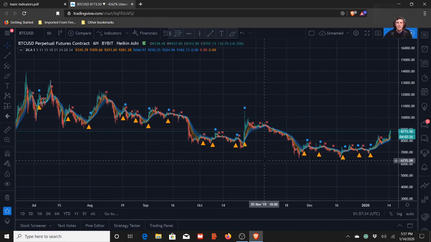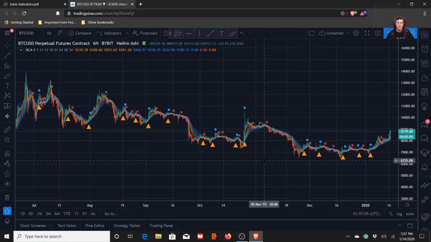Now, there's many variations of the MACD. You have MACDs that have simple moving averages, and then you have MACDs using exponential moving averages. The MACD that I use, and that 90% of everybody else probably uses, uses the exponential moving averages.